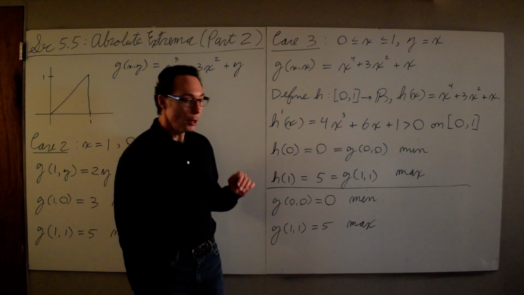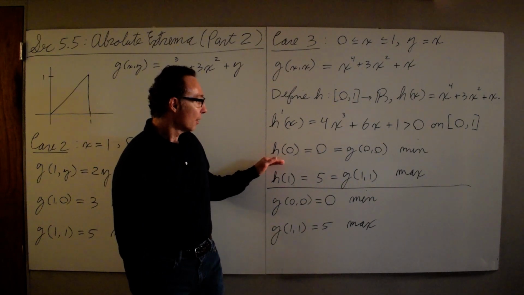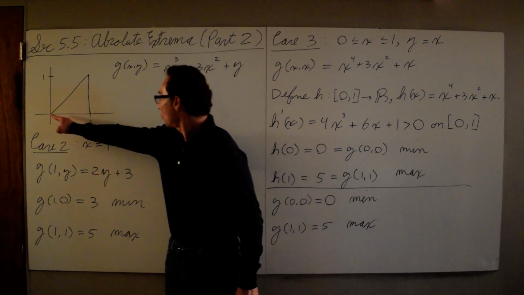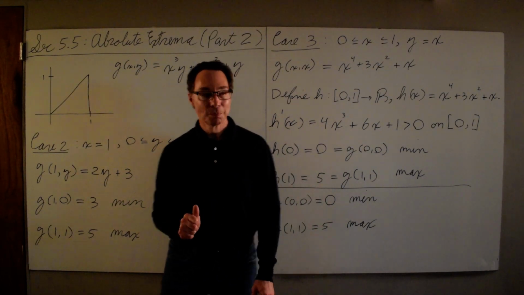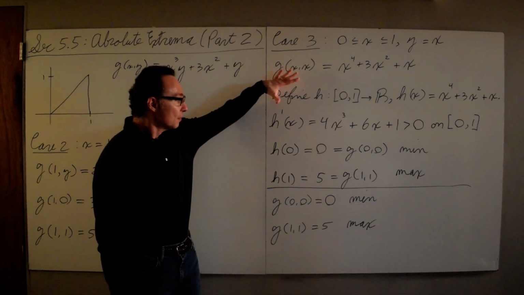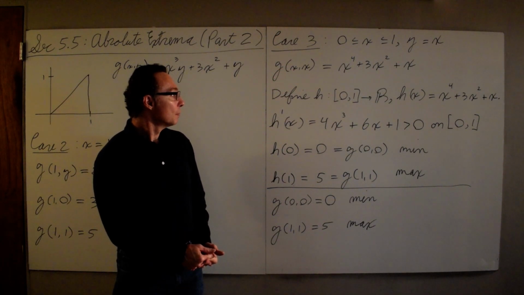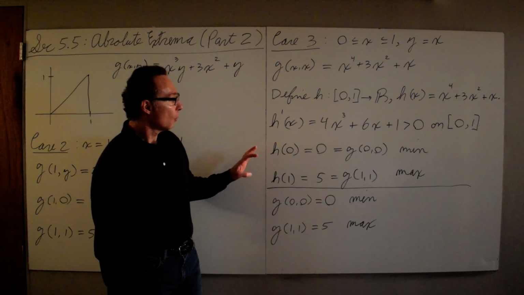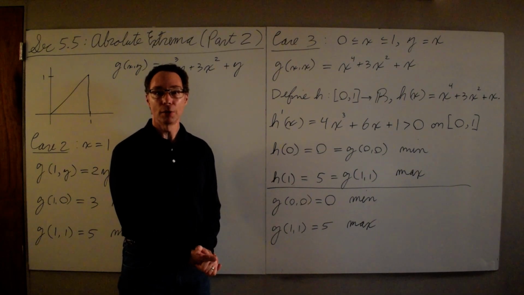There's not a theorem that says that our max and min have to occur at the corner points of our region. But because of this special example, it happened that way. In general, we do not necessarily have to have our max and our min at the corner points.